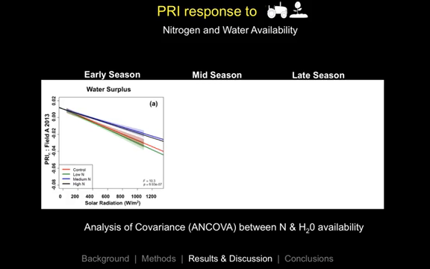So all I have here is the response of PRI to solar radiation over our fertilizer responses early in the season, so during water surplus, and you don't see a huge difference between the high and medium nitrogen and the low N and control plots, but you do see that there is a bit of a deviation and in fact a significant difference between these low N plots and the high N plots.